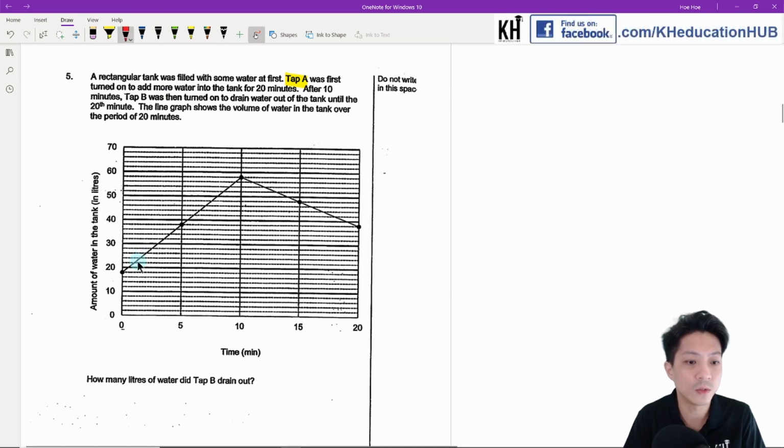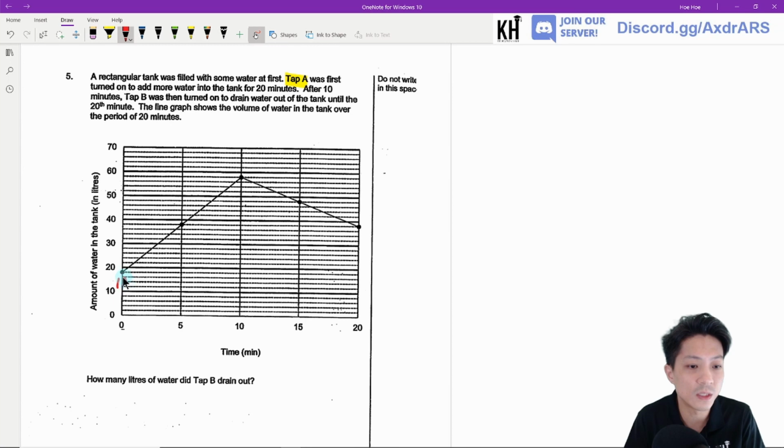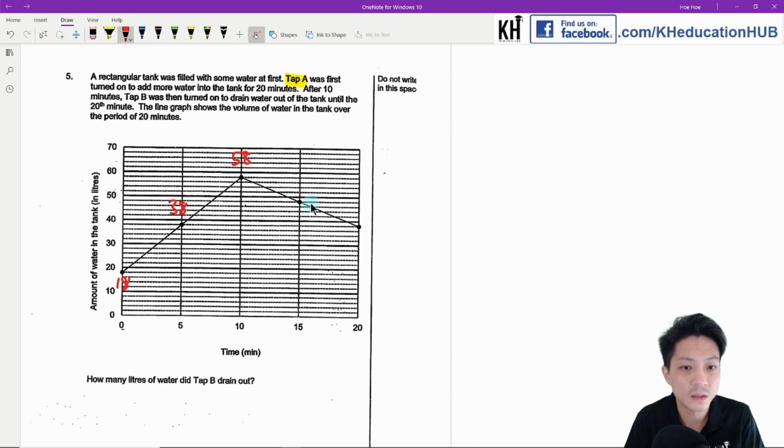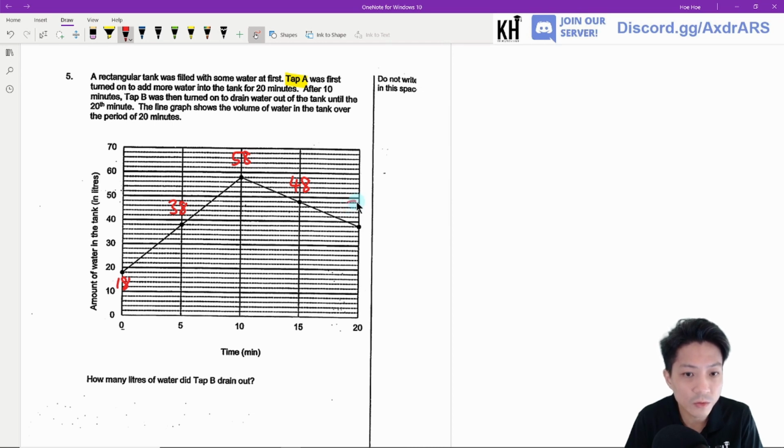So now I'm going to write down the number on each dot first. 2, 4, 6, 8, 10. So this is 18. This is 38. This is 58. This is 48 and this is, if I'm not wrong, 38.